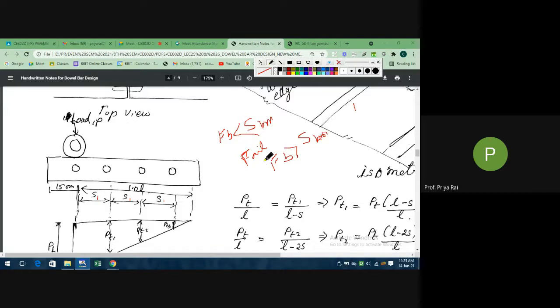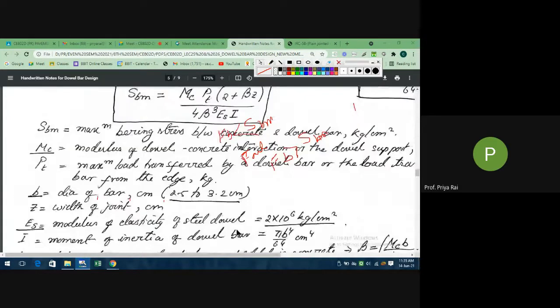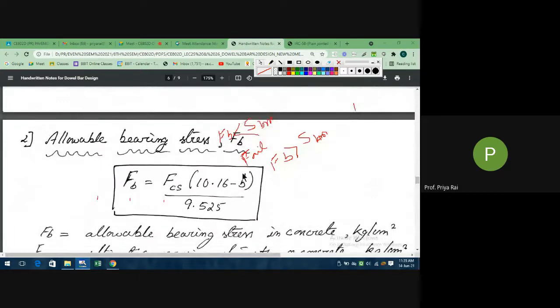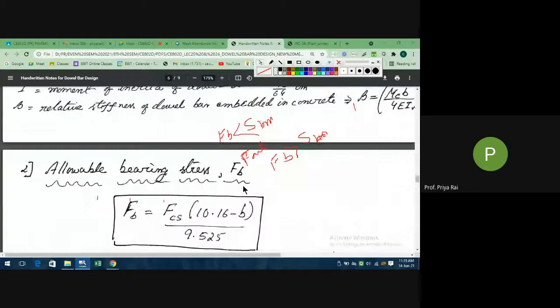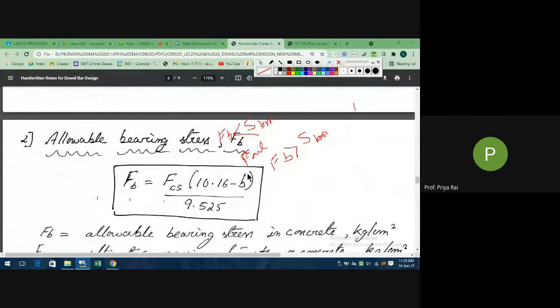You said we can increase the dia. That means FB is related to the dia, right? The FB value in the formula is related to dia, right? Okay, so now here also you can see, if we increase the dia, this thing will be what? This thing will be reduced or increased?